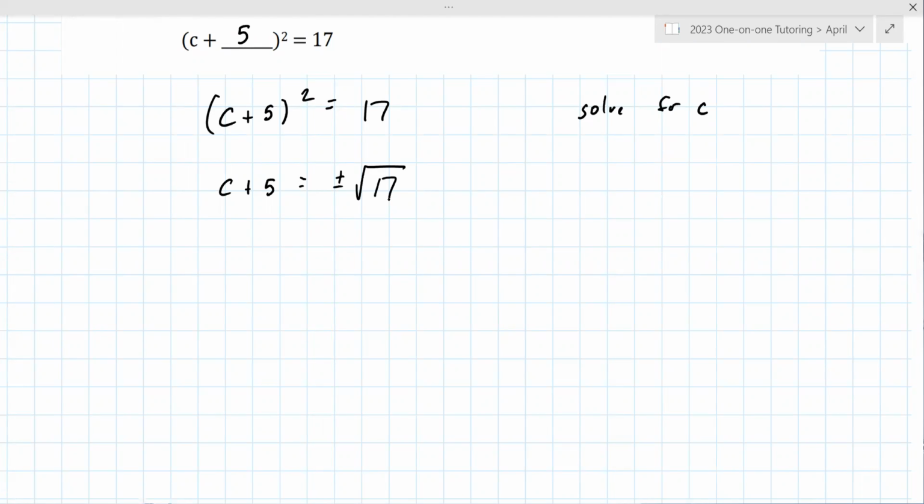All right, so now to close this out, how do we undo plus 5 here? Minus 5. Okay, subtract 5 from both sides. I always recommend putting that in front. So it's minus 5 plus or minus the square root of 17. Good. Any questions on that? No.